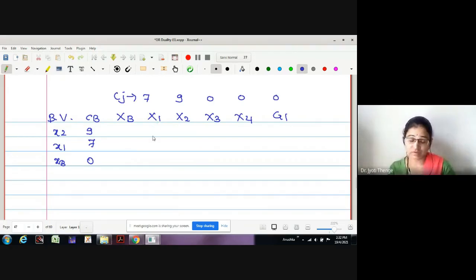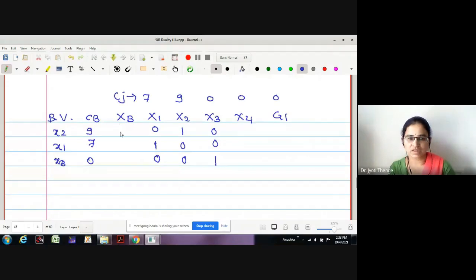Now, after doing the row operation, shall I write the entries? What for the entry of X1? 1, 0, 0. X2, for X2 it is 1, 0, 0. For X1 it is 0, 1, 0. For X3 this is 0, 0, 1. Only 3 rows are to be, 3 columns are to be calculated. I hope you can do it very well.